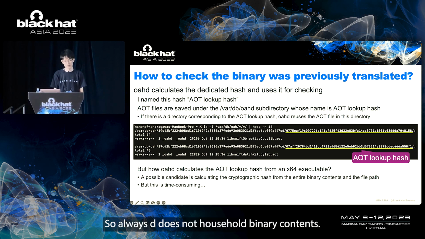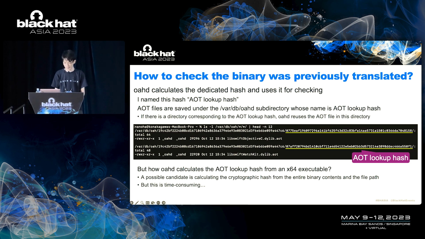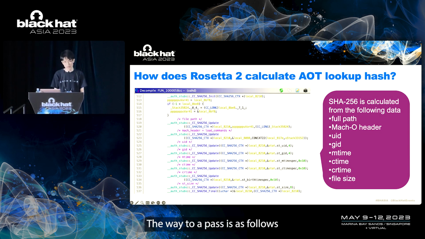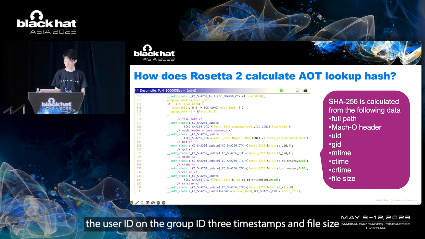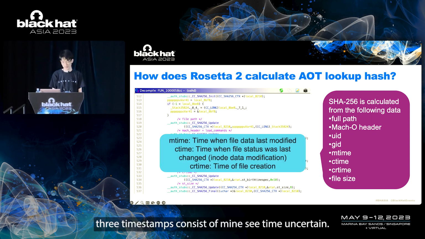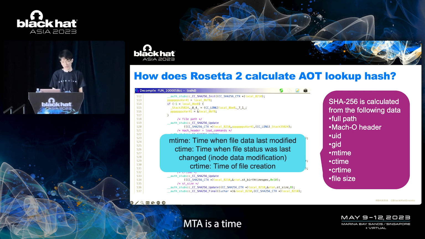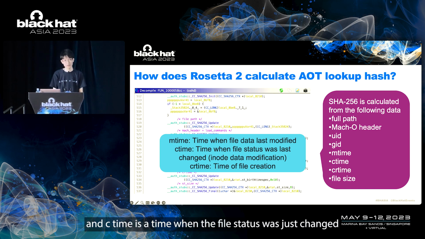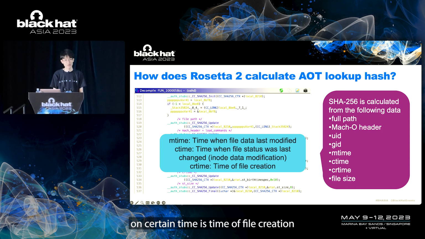So OAHD does not hash the whole binary contents. Instead, it hashes a file header, file metadata, and file path. The way to calculate the AOT lookup hash is as follows. OAHD calculates the SHA-256 hash from the full path, Mach-O header, user ID and group ID, three timestamps, and file size. The three timestamps consist of mtime, ctime, and crtime. mtime is the time when the file data was last modified, ctime is the time when the file status was last changed, and crtime is the time of file creation.